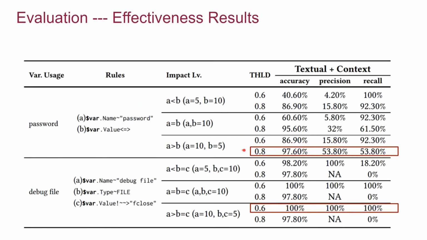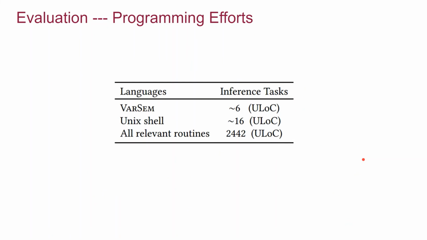accuracy, precision, and recall. And finally, we also evaluate programming effort for VarSem. It turns out that to write a VarSem program, we only need to write about 6 lines of code to handle all the evaluation above. If we want to use Unix style, we have to write about 16 lines of code. And all the relevant routines are about 2,000 lines of code. That means VarSem has a very small programming effort.